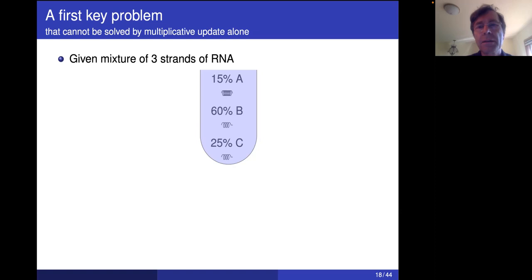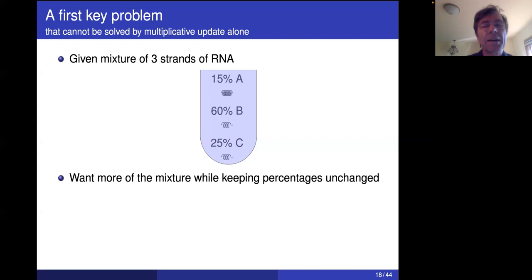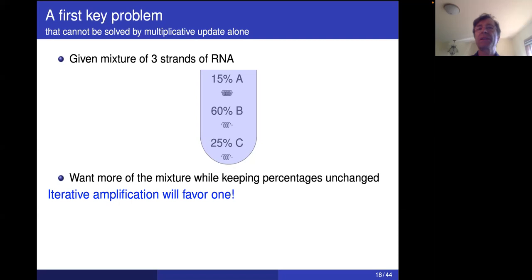Yes? Well, if you apply PCR, you do iterative multiplication, ideally by a factor of two, but very often this is not the case because A might interact with the Taq polymerase ever so slightly differently than B and C. So the factor here might be 1.8, here 1.81, and here 1.9. Oh, sorry, 0.8, 0.81, and 0.9, or whatever the factors are. Slightly different. If you apply PCR iteratively, one will win. So that doesn't work. So you need to get a different idea.